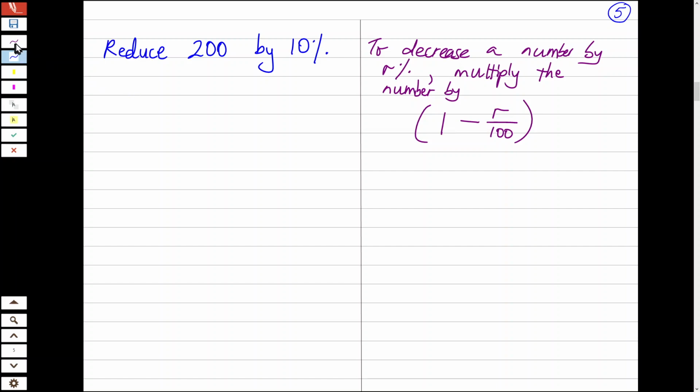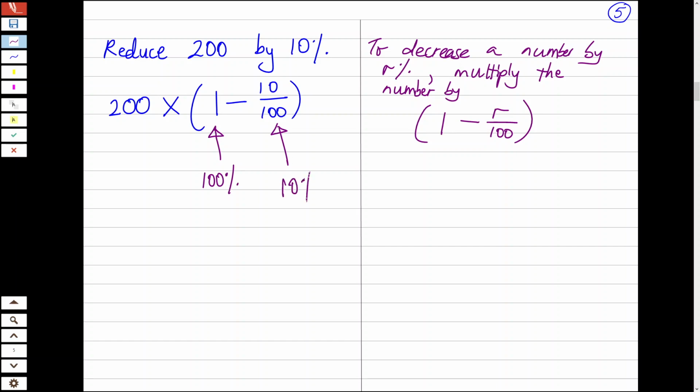All right. So if I were to spell this out, it will be 200 times 1 minus 10 divided by 100. So again, notice the 1 represents 100%, the original whole. And here I'm removing 10%. 100% minus 10% gives you 90%. So this should make sense as well. You should feel comfortable using this formula. It shouldn't feel like something that came out of nowhere and doesn't make sense to you. It should make sense. All right, so if you do that, you'll get 180.